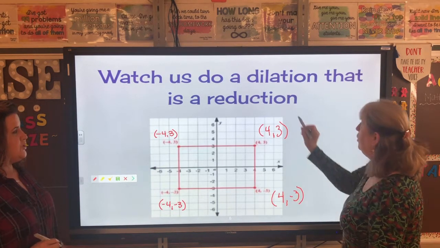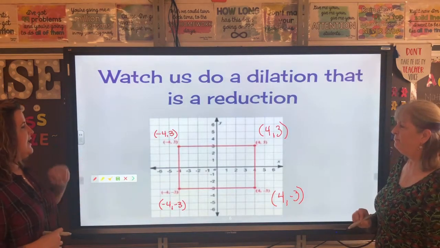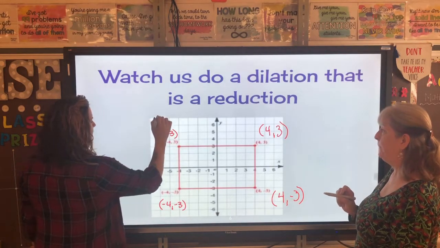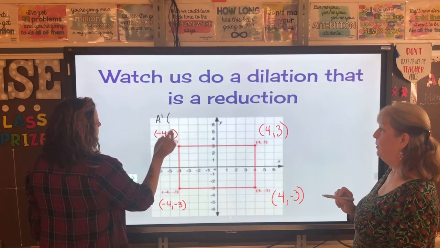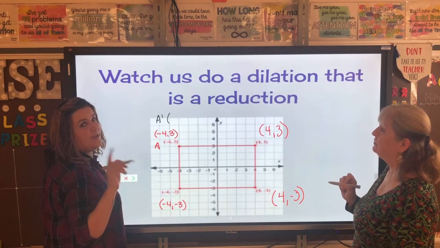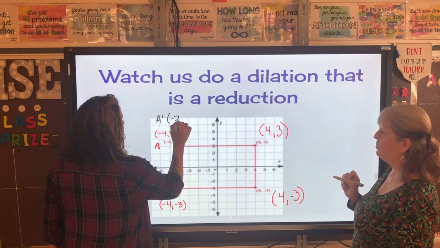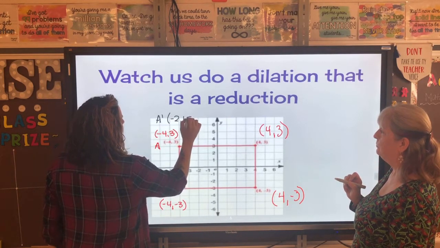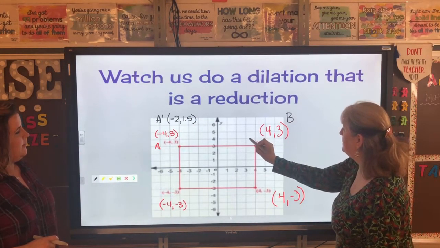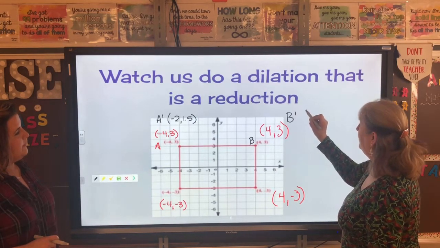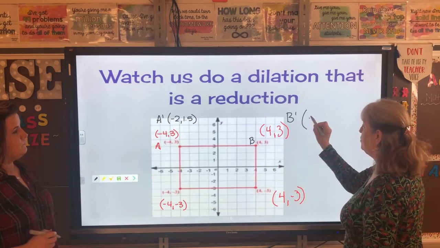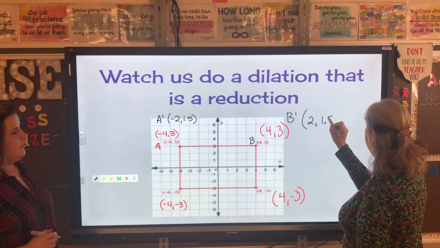So what type of reduction should we do? Should we just cut it in half? Let's cut it in half. So our new, let's call this A. Our new number, if I cut it in half, -4 divided by 2, or if I multiplied by 1/2, multiply by half, divide by 2, same thing, would be -2. 3 divided by 2, 1.5. If I call this B, so B prime, I have the same numbers except the only difference is these are both positive. So I've got 2 and then 1.5 for B prime.